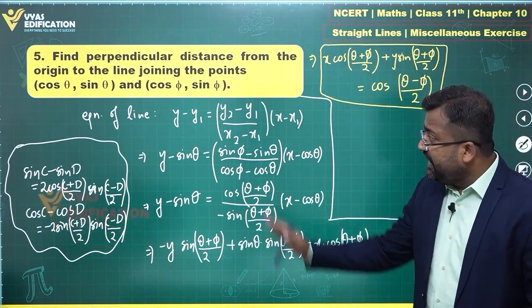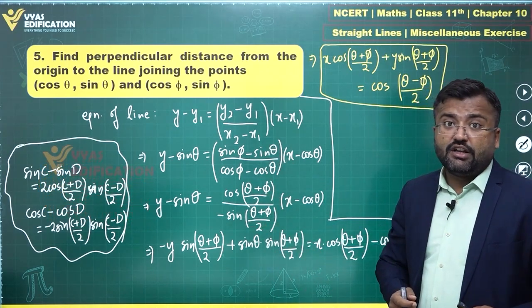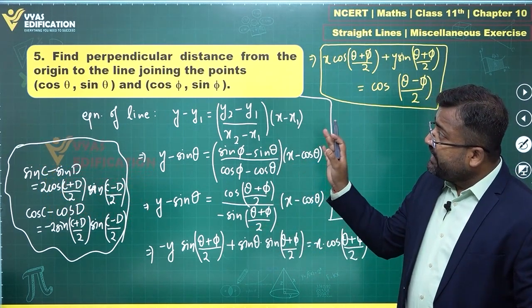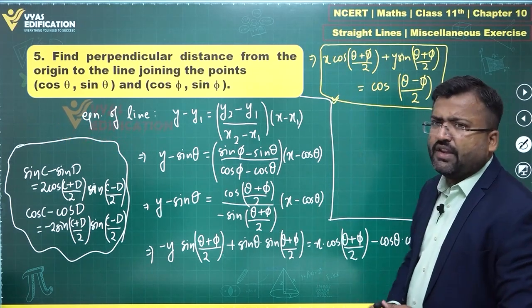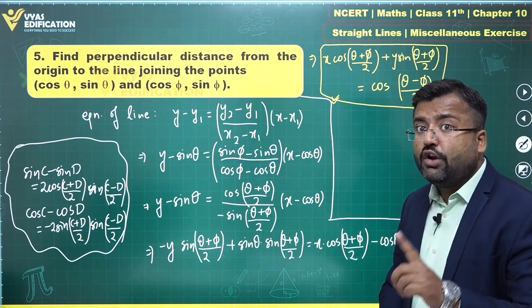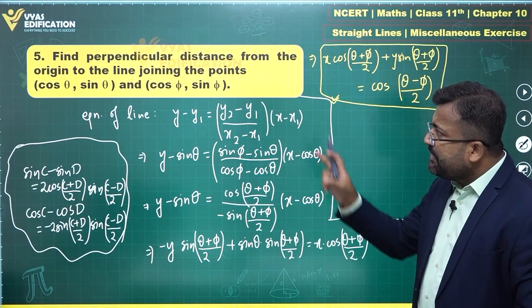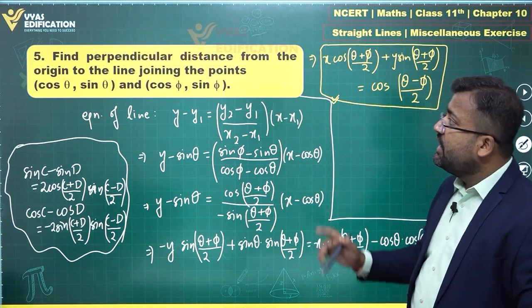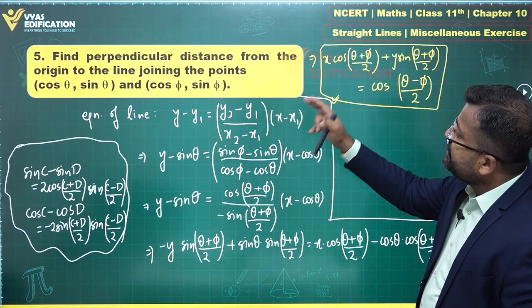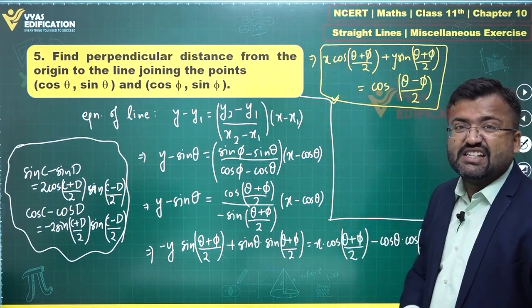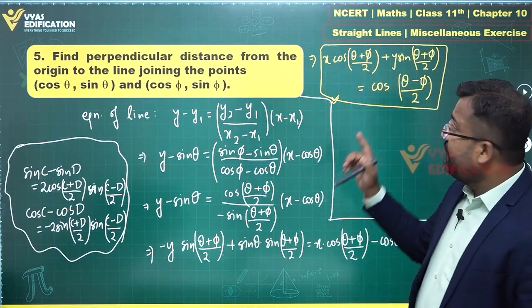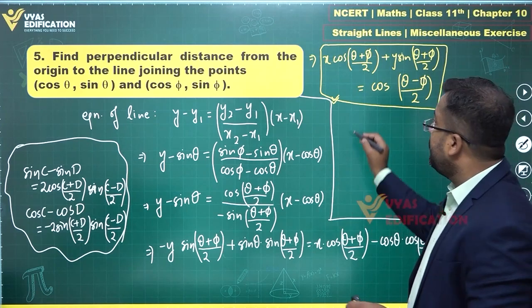Now we have seen the 2-point form of solving this particular equation, and with the help of that we have obtained this equation. I'll explain one more form before we conclude this question, but let's solve the question further first. What do we have? Find the perpendicular distance from the origin to the line joining the points this and this. The work is not yet complete. After finding this equation, we have to find the distance from the origin.